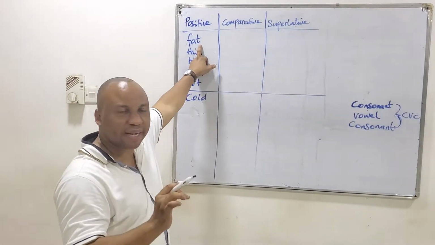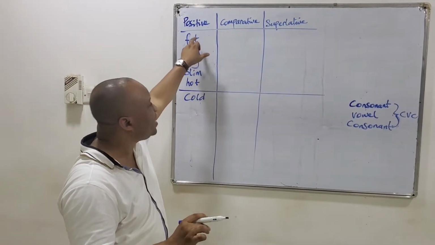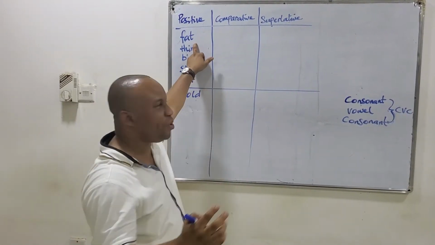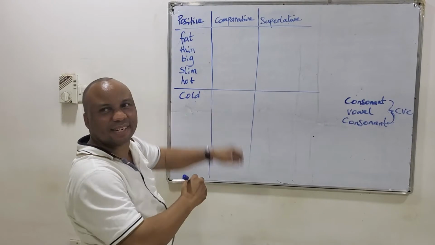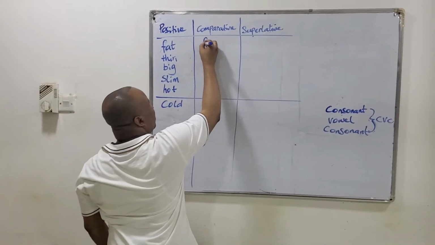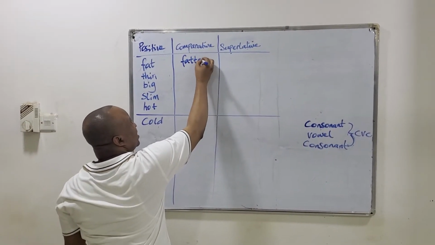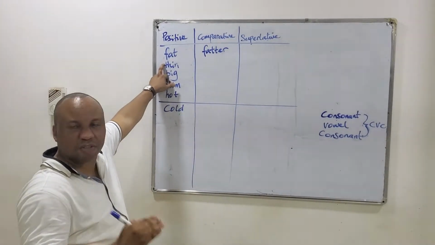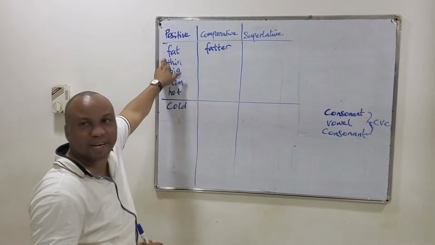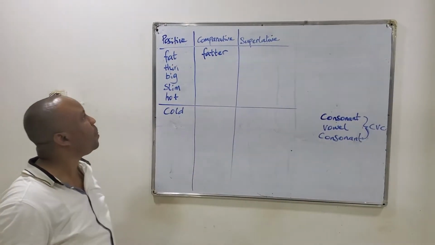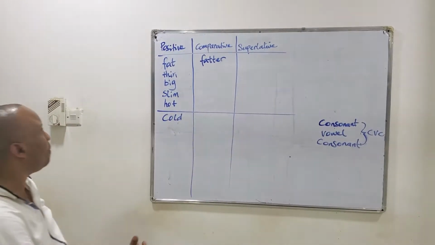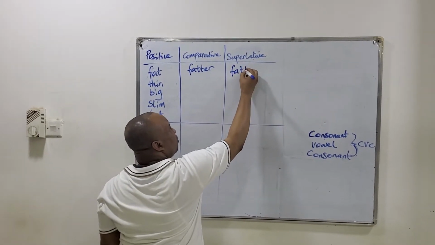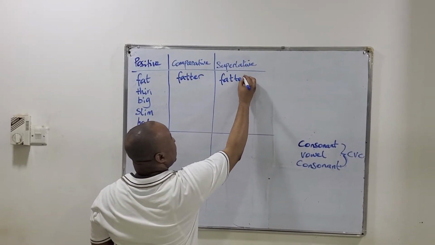T, consonant, CVC. So what do we do? We double the last letter before we add ER. Fat becomes fatter. Okay? Because it corresponds to CVC, consonant, vowel, consonant. In the superlative form, we double the last letter also, then add EST.